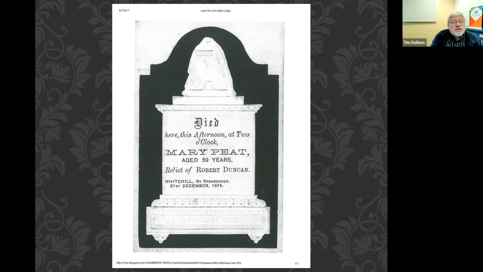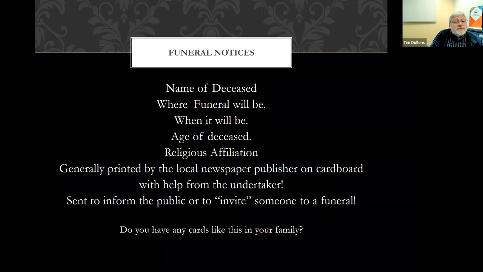The Civil War really changed death in America, as well as the rituals we have. We won't talk more about that, but the records after the Civil War era are much more detailed than records prior to that. So on a funeral notice, here are the kinds of records you would actually have about your ancestor.